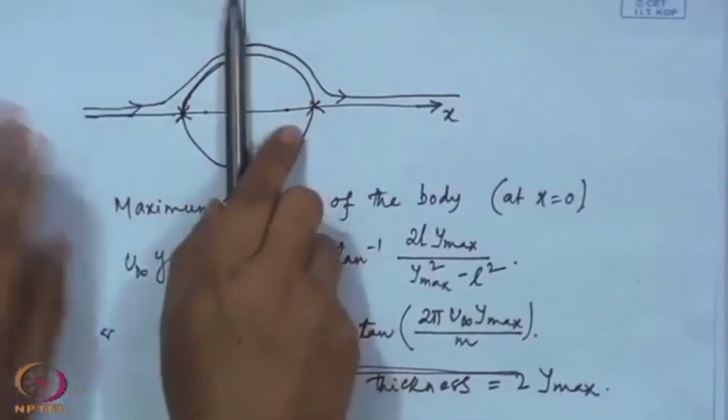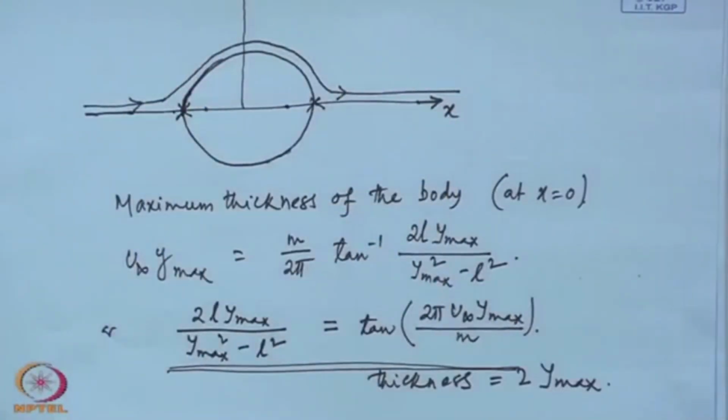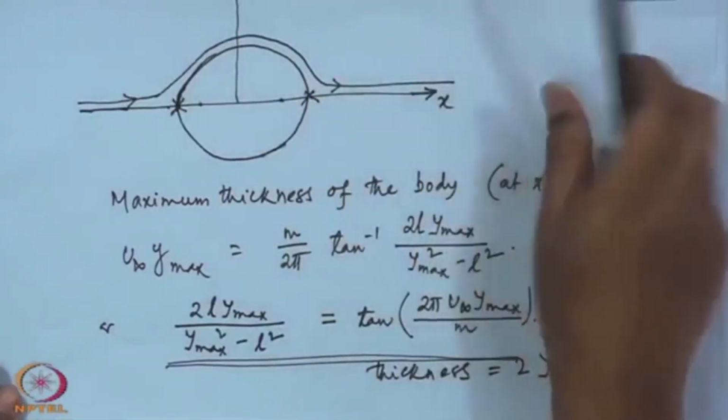rear, that is the front half of the body and the rear half of the body. Velocity distribution and pressure distribution is perfectly symmetric. Again the top half of the body and bottom half of the body, again velocity distribution and pressure distribution will be symmetrical.